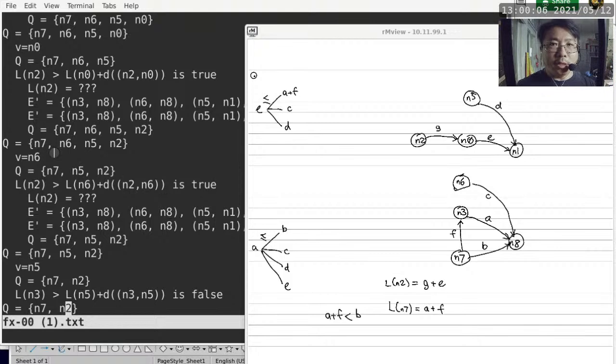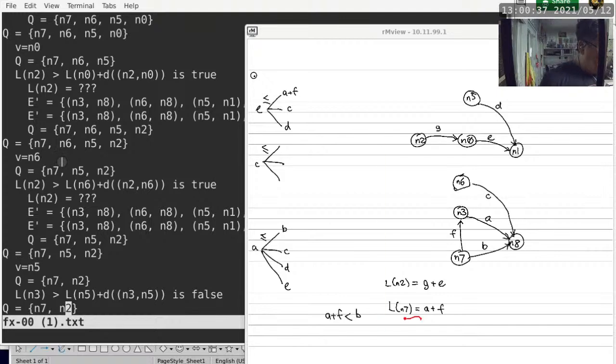All right, so now we are down to N7, N6, N5, and N2, and this time we're choosing N6. So we have to look up the L value of N6. Now N6 has only one single edge, going to N8 at this point. So the L value of N6 is still really just C itself. So now we know that C is less than or equal to three things. Is less than or equal to the L value of N7.